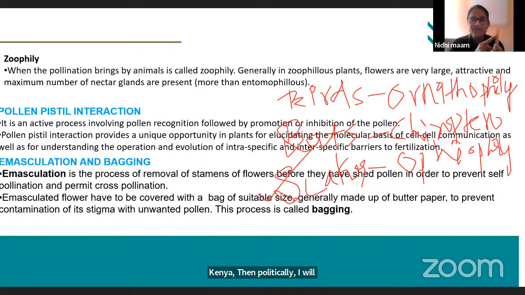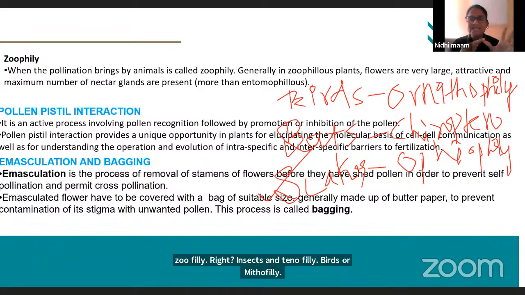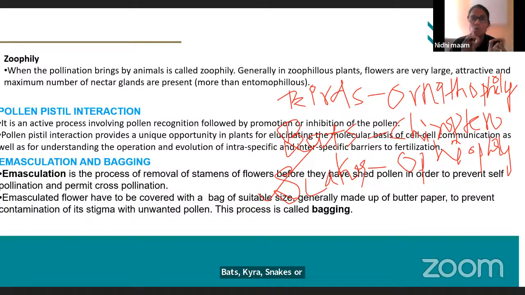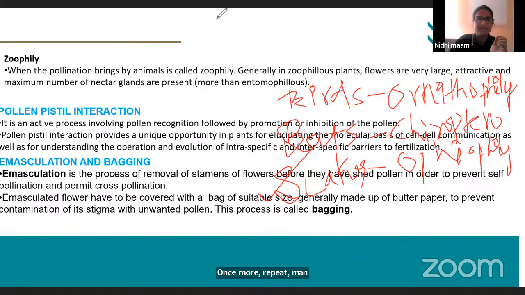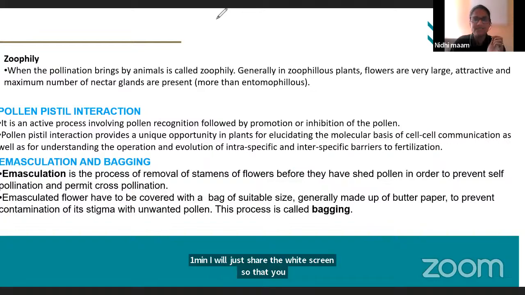Wind anemophily, water hydrophily, right? Animals zoophily, right? Insects entomophily, birds ornithophily, bats chirapterophily, snakes ophiophily. So these are nothing but the pollinators. Understood all of you? Ma'am, once more repeat, ma'am. One minute. I will just share the white screen so that you will understand. Just a minute.